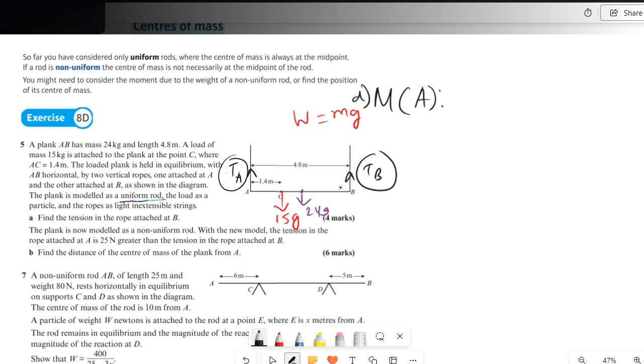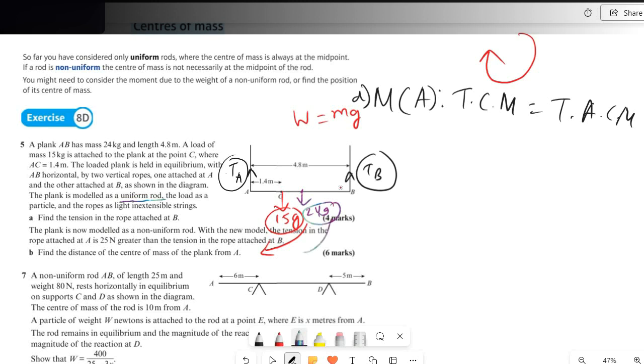Taking moments from A, we can say that the total clockwise moment is equal to the total anti-clockwise moment. If you look closely, the clockwise moment which goes in this direction is being caused by 15g. Similarly, 24g also causes a clockwise moment. And to oppose that moment and to make sure that the system is in equilibrium, the tension at B acts in the opposite direction, which is the anti-clockwise direction, that provides the total anti-clockwise moment.